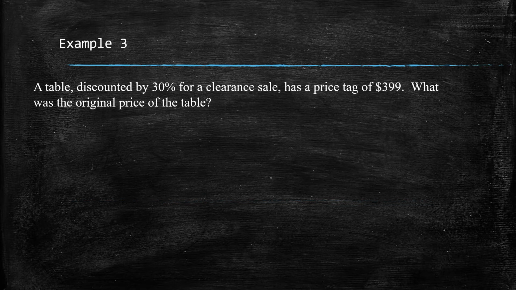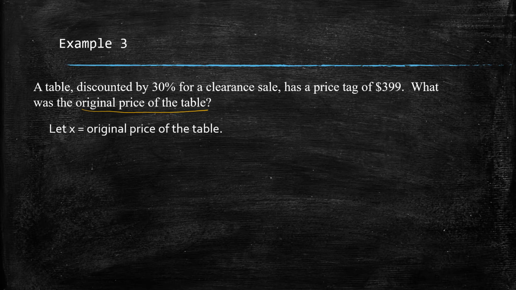Example 3. A table discounted by 30% for a clearance sale has a price tag of $399. What was the original price of the table? On an exam, you would be asked to assign the variable, which means you need to tell me what x is going to represent. So we're letting x equal the original price of the table, which you'll notice is exactly what we're looking for.